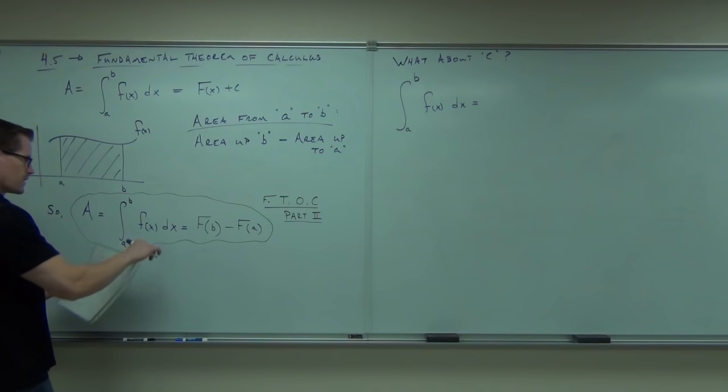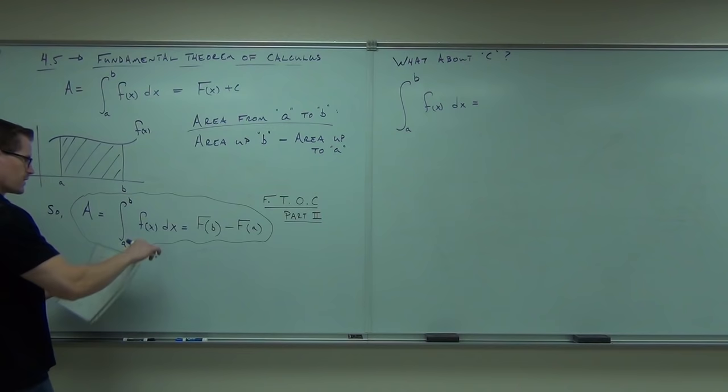All right, well, we're ready to tackle the fundamental theorem of calculus part one. The first part we did was actually part two. That was all the area things and being able to calculate a definite integral, which means an area, by doing that whole subtraction. Find the antiderivative, plug in b, find the antiderivative, plug in a, and subtract the two. That's the fundamental theorem of calculus part two.